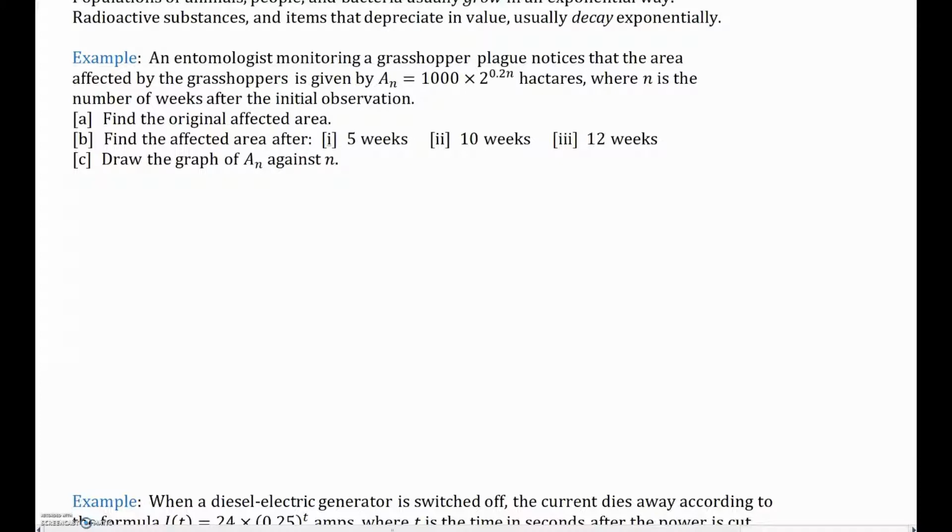Well, the way I would find that out is I could find out the original area. So part A says, how much is affected originally? Well, that is when n is equal to 0. So I'm going to go ahead and put that into my calculator. That's going to be 1,000 times 2 to the 0.2 times 0. So the area is equal to 1,000 times 2 to the 0 power, or 1. So that looks to me like 1,000. So the original affected area is 1,000 hectares.